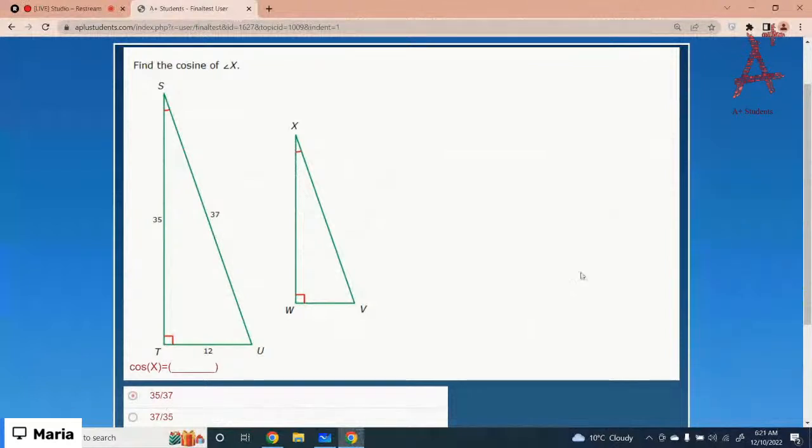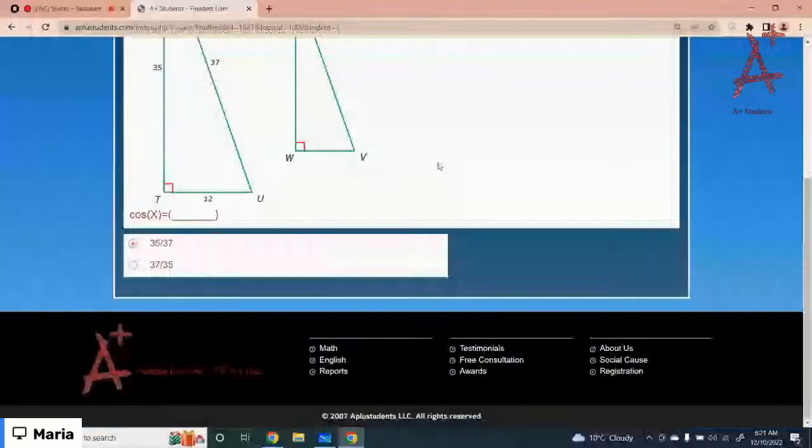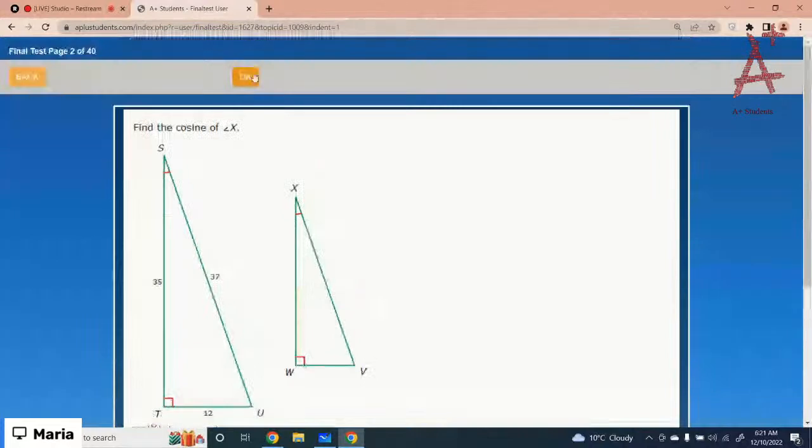Just select the correct option, then click on the OK button. Both the triangles are similar triangles actually. Got it? So you have to use, just look at the angle x. This would be the angle x and it is similar to angle s. Angle x and angle s are congruent. So according to angle x, it would be adjacent over hypotenuse. So adjacent is 35 and hypotenuse is 37. So that would be 35 over 37. Got it? So just select the correct option, then click on the OK button.